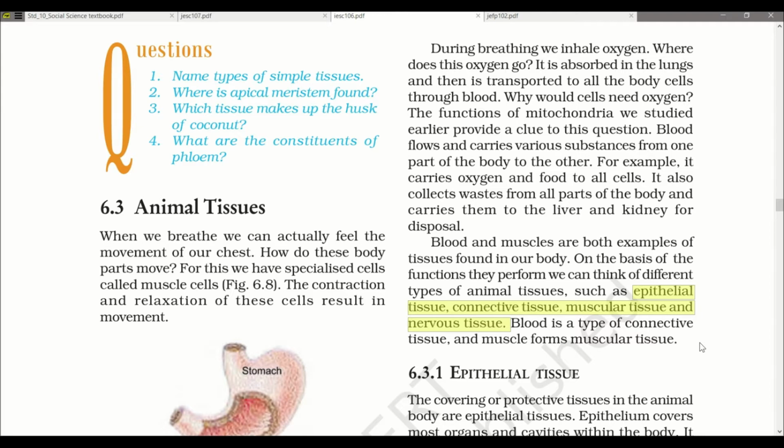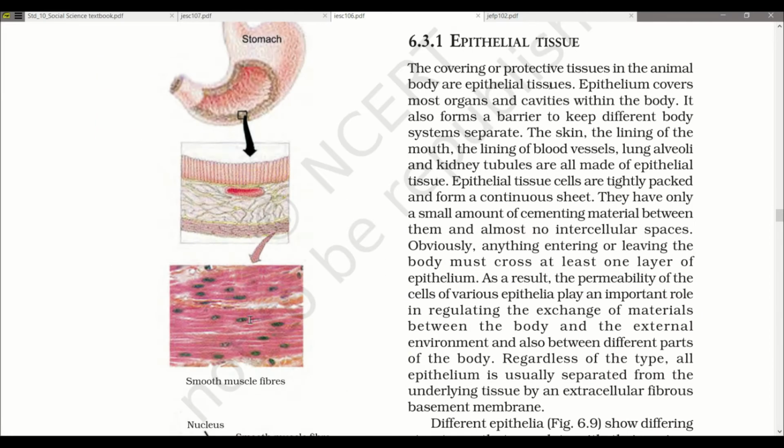Let's start with epithelial tissues. The covering or protective tissues in the animal body are epithelial tissues. Epithelium covers most organs and cavities within the body. It also forms a barrier to keep different body systems separate.